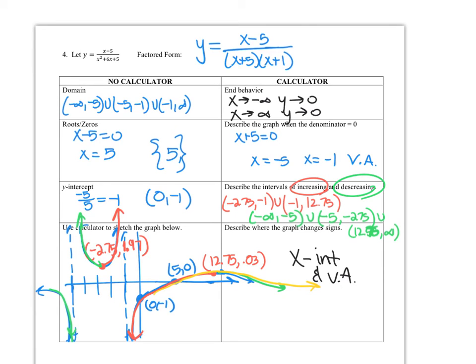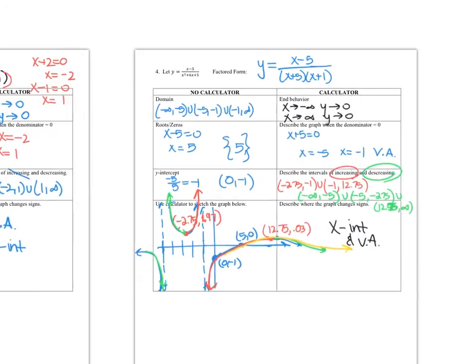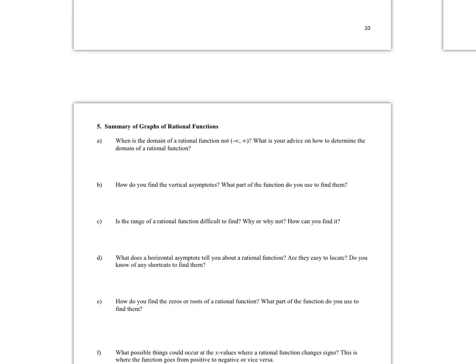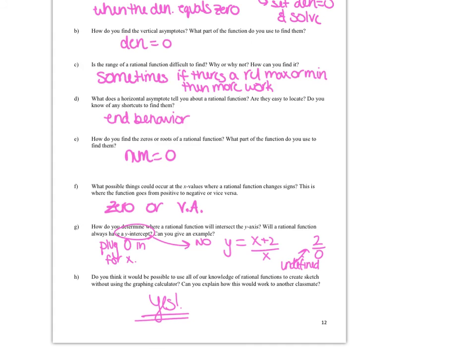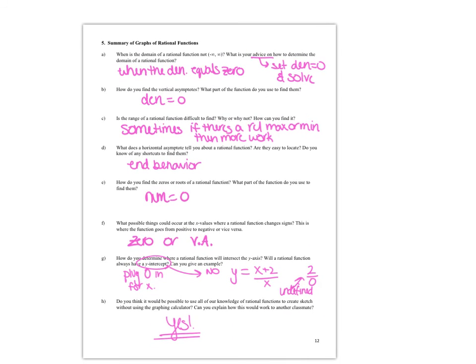Okay, so now go ahead and flip over to page 12 in your packet. It's a summary of graphs of rational functions. What I want you to do here is to go through and answer these questions and then check back and compare your answers to mine. Okay, here's the answer key filled out, so go ahead and check your answers.